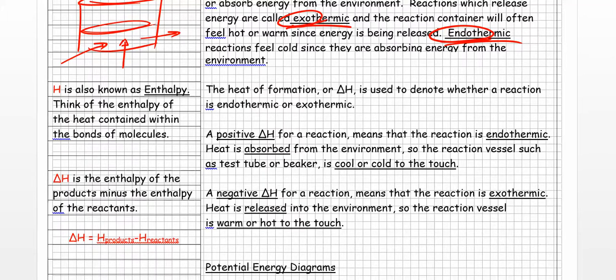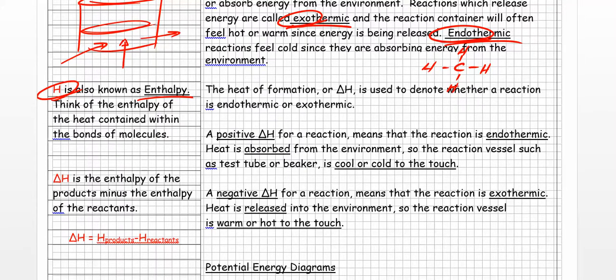All right, so let's talk a little bit about something called enthalpy. What do we mean by enthalpy? Well, the symbol for enthalpy is H. Think of enthalpy as the heat contained within the bonds of molecules. So if I have, for example, a molecule, I'll draw it right over here, say methane. Methane is CH4, so we have carbon with 4 hydrogens attached to it.